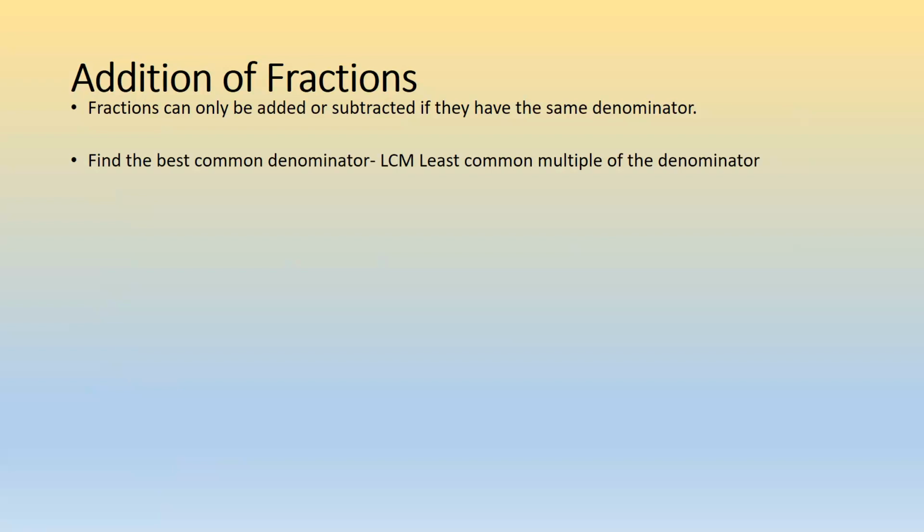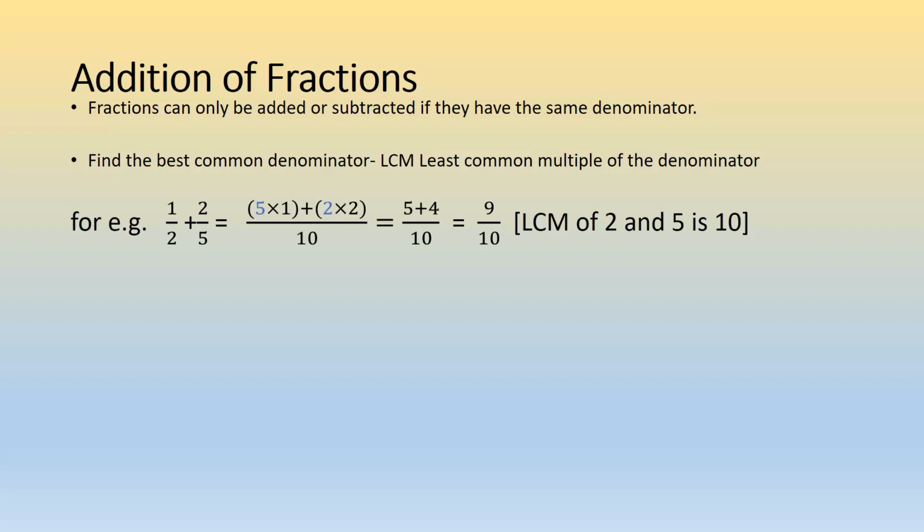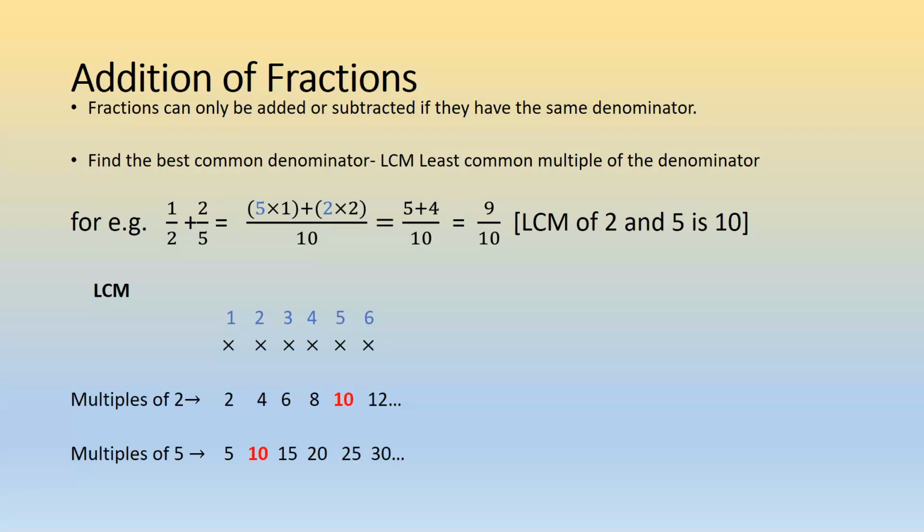So we'll first look at addition of fractions, and we are saying that fractions can only be added or subtracted if they have the same denominator. So if they don't have the same denominator, you need to change them to be the same so that they become what, like fractions. So here, in order to change to have the same denominator, you need to find the least common multiple. And for the least common multiple, if some of us have forgotten how we get the least common multiple, I did something here to explain it further.